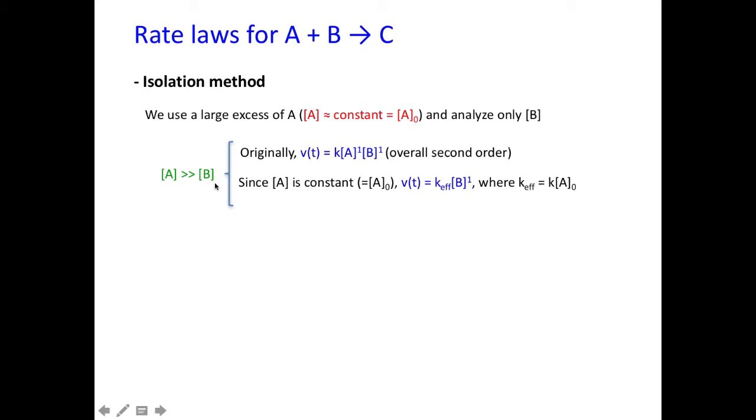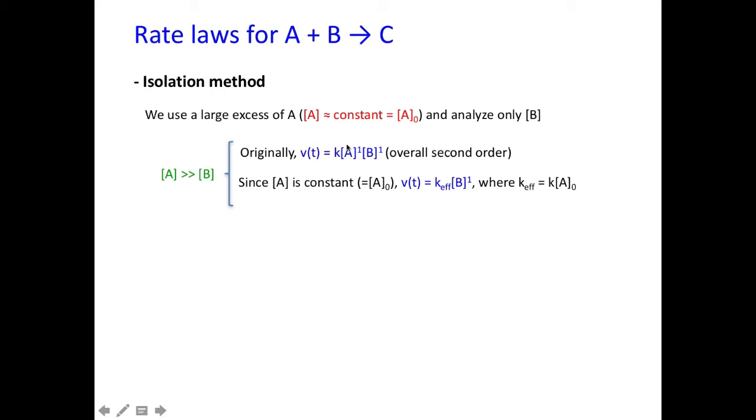So originally, we would get reaction rate is equal to k. We assume here an overall second order reaction. And this is k multiplied by the concentration of A to the power of 1, concentration of B to the power of 1. But just remember that the concentration of A is in large excess. So this is in fact a constant here.